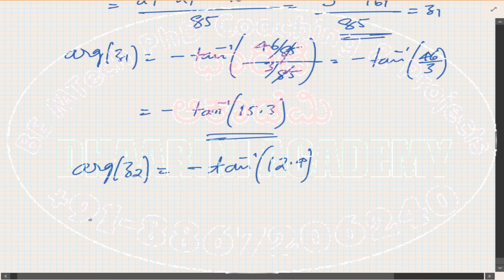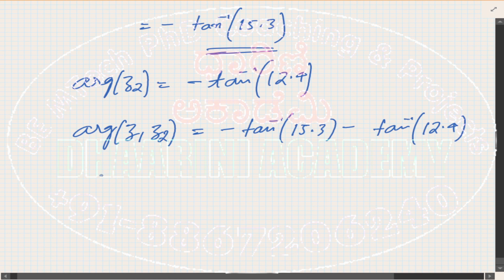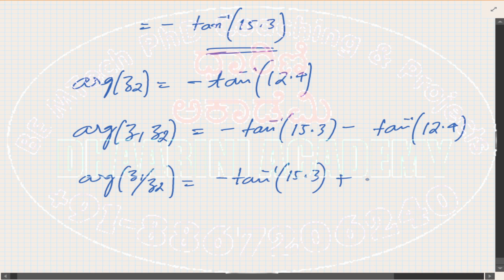Okay, now use the property to get the value of arg Z1 Z2. Simple addition of the two numbers, right? So that is minus tan inverse of 15.3 minus tan inverse of 12.4. Arg Z1 by Z2 is nothing but subtraction of the second angle, so minus tan inverse of 15.3, the second one has a minus, so it becomes plus. So this is plus tan inverse of 12.4.